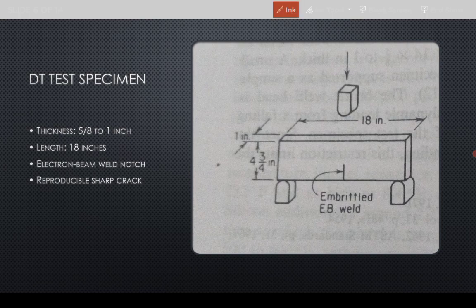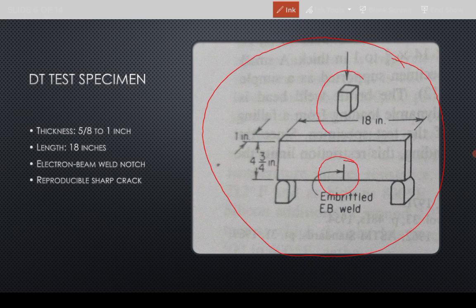So, here is the specimen of a dynamic tear test. The dimensions of the specimen range from 5/8 to 1 inch thick. While these are the standard dimensions, the thickness can go up to 12 inches. It contains an embrittled electron beam weld, which is the starter crack or notch, which initiates the crack. It is similar to the Charpy test, which applies the impact energy opposite to the crack.